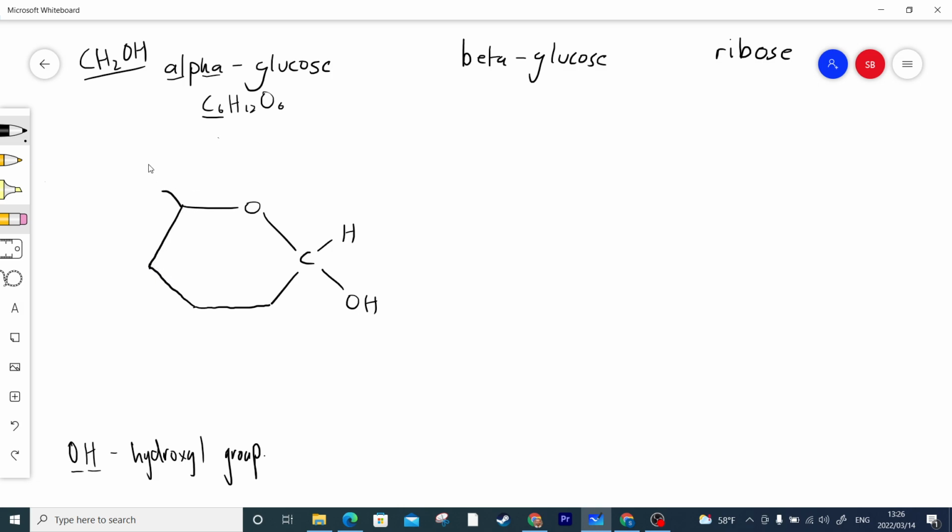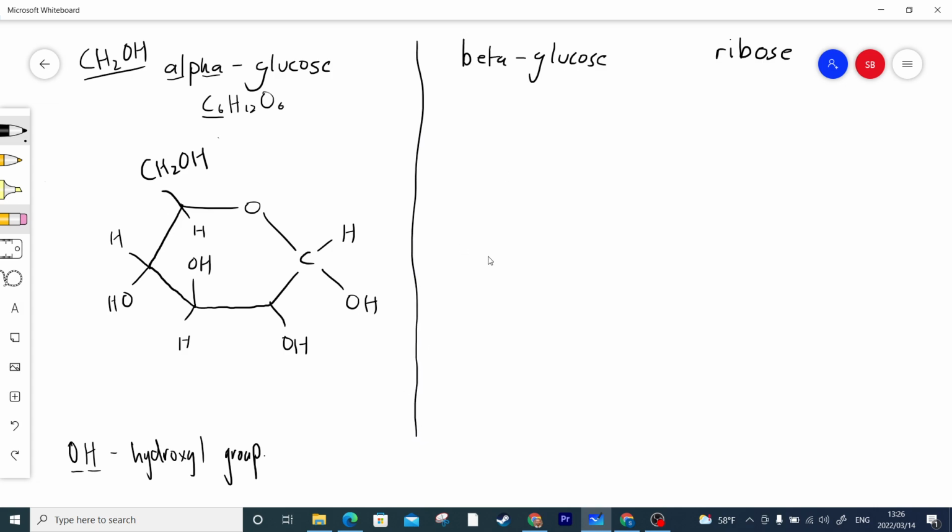I've got the CH2OH group coming off there. I've got my hydroxyl group coming off here. I've got another hydrogen going there. I know that there's an OH group over here. There's an OH group over here. And there's a hydrogen coming off here. There's a hydrogen coming off there. And I think I've got myself a complete alpha glucose molecule. Let me just draw a line down here so I can draw my beta glucose.